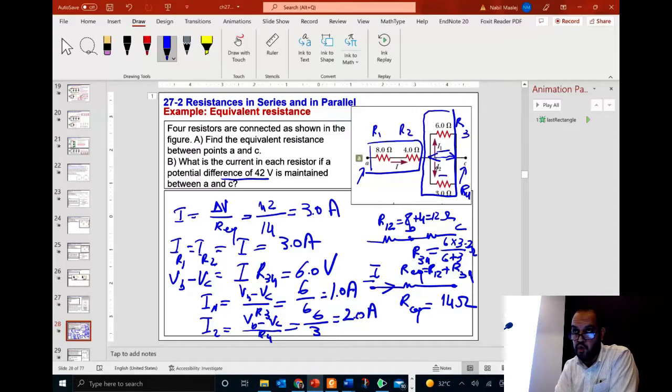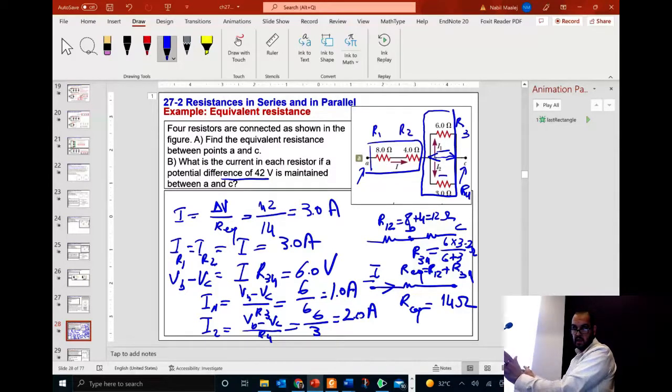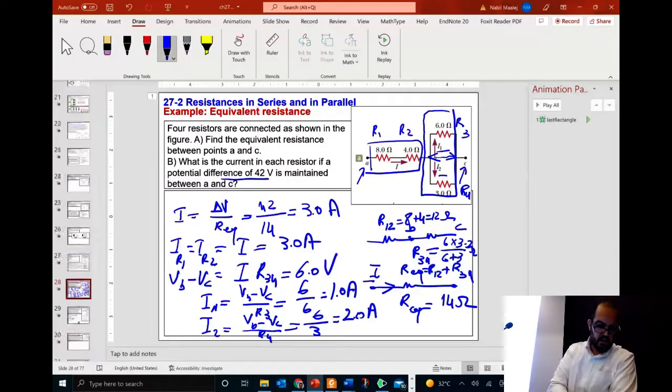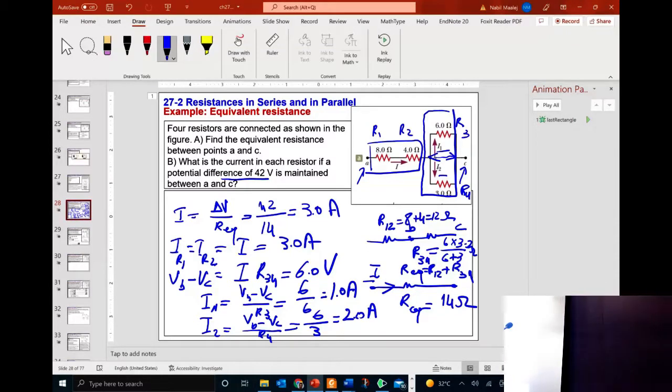Notice I1 and I2, when you add them, they will give you 3 amps, which is equal to I. So the current going in, I, which is 3 amps, splits into 2 currents: one is 1 amp, and one is 2 amps. Okay? So this is how we do equivalent resistances. First of all, start by identifying which 2 resistors are connected in series, which are in parallel, and combine them. Then you go to the next step. Okay, do not skip steps.